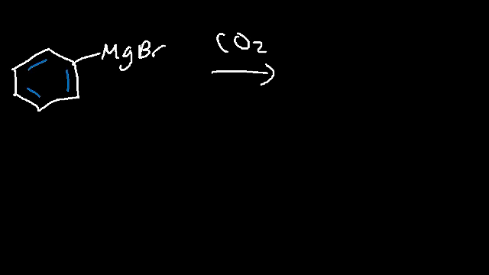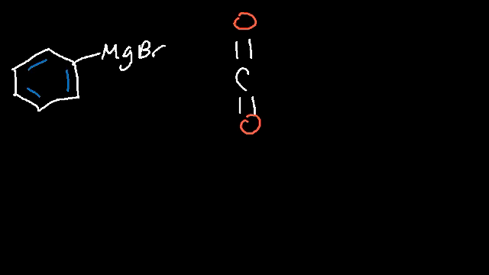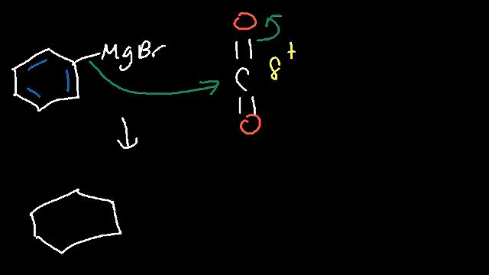Now, if we have phenyl magnesium bromide, what's going to happen if we react it with carbon dioxide? What do you think is going to happen in this reaction? Carbon dioxide can be drawn like this. It's a linear molecule, and the carbon has a partial positive charge. So the Grignard reagent is attracted to that carbon. So this is going to be the intermediate that we now have.